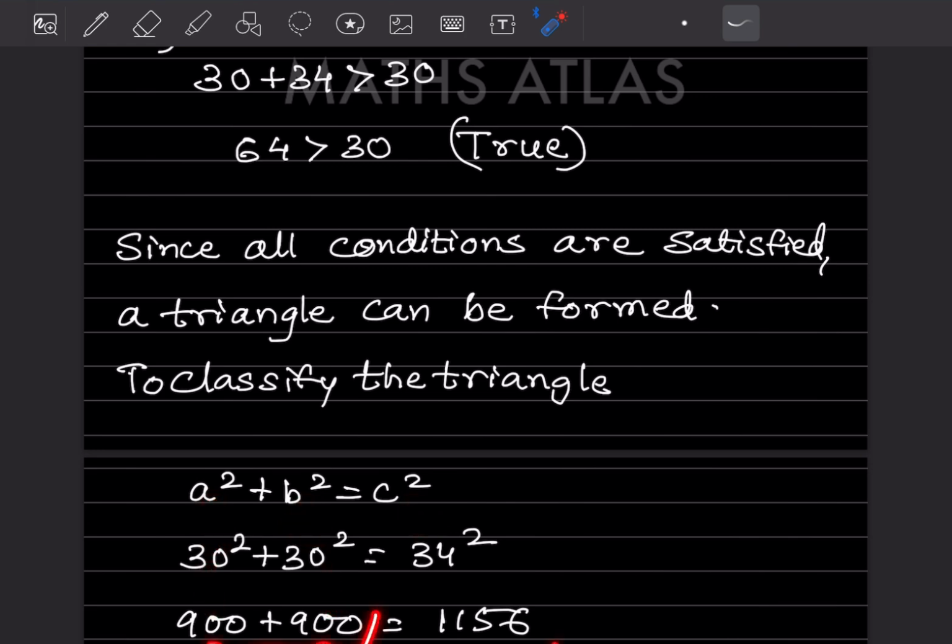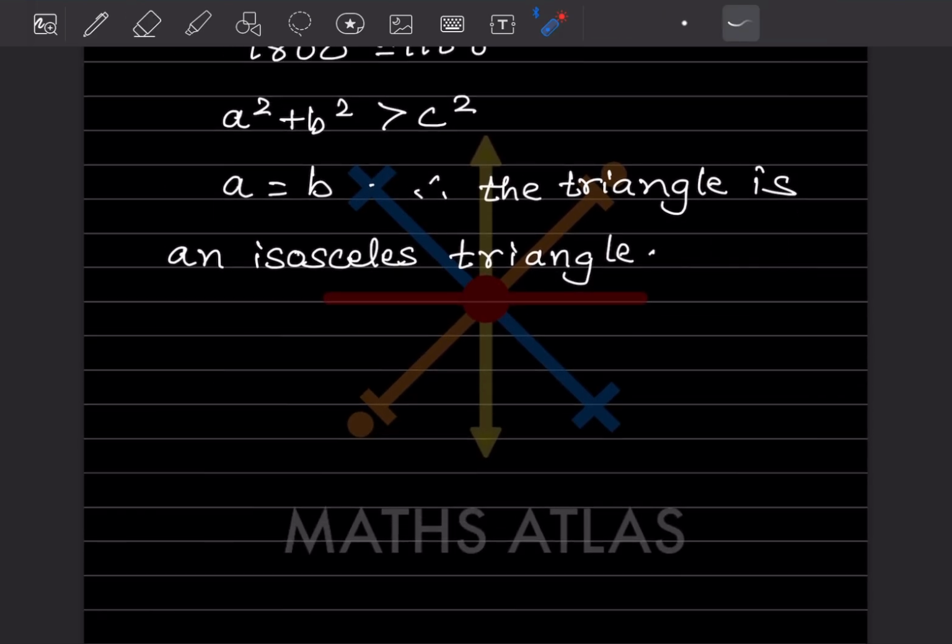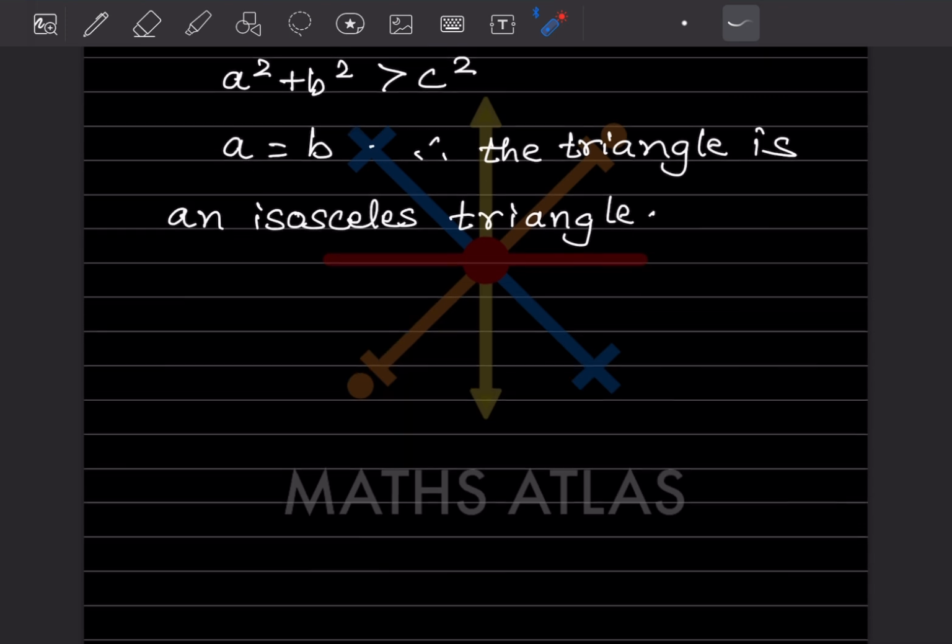So this is going to be 1800 compared with 1156. So a square plus b square is greater than c square, because this is 1800. Also a is equal to b, so therefore the triangle is an isosceles triangle. So here we cannot find a Pythagorean triplet.